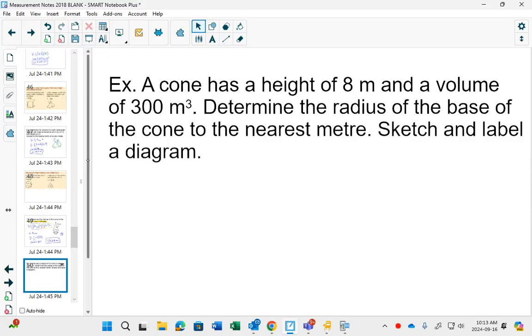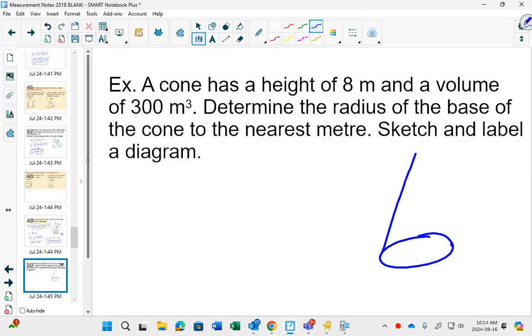Generally finding volume, very easy. If I wanted to make a question a little bit more complicated, I could tell you the volume, and then you have to use the formula to work back to find something else. Again, I'm going to draw a picture. It says a cone has a height of 8 meters and a volume of 300 meters cubed.